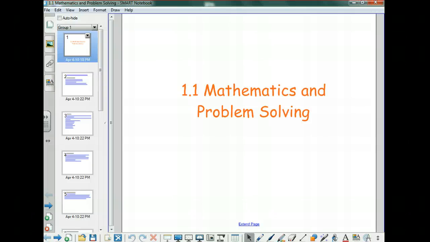Right, we're going to take a look at section 1.1 today, which is mathematics and problem solving. We're not going to get too far into it, as you can see, we only have about 12 minutes left. We are going to get started just a little bit.